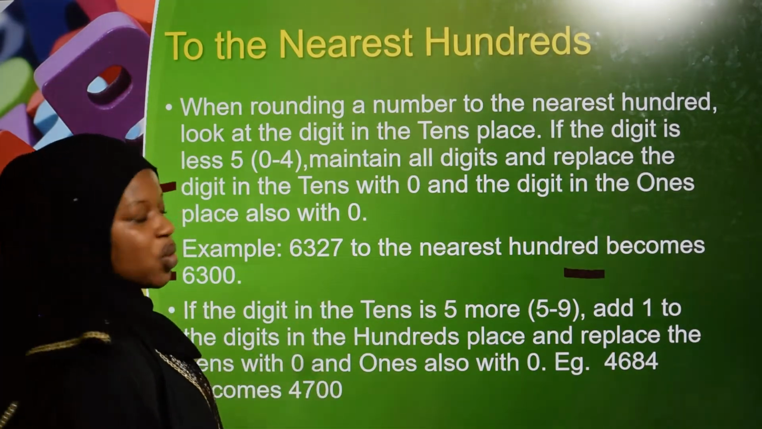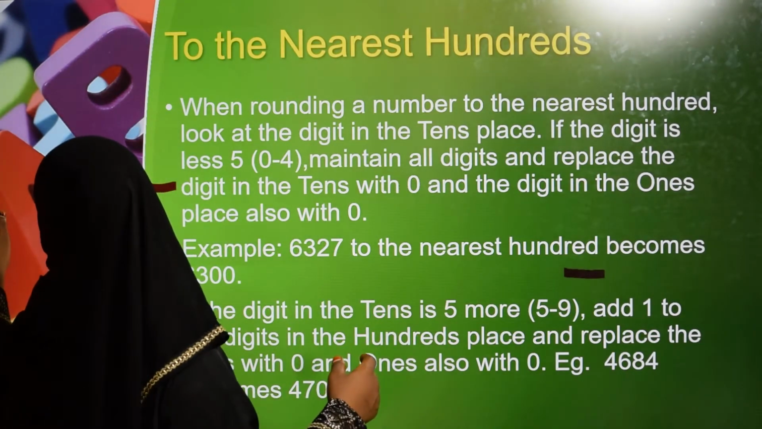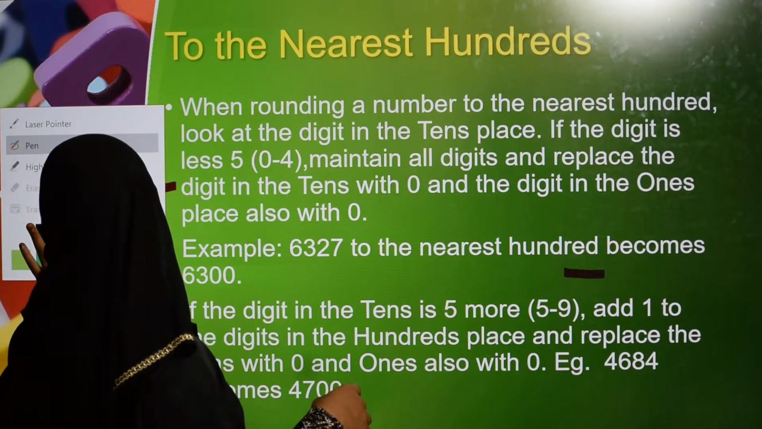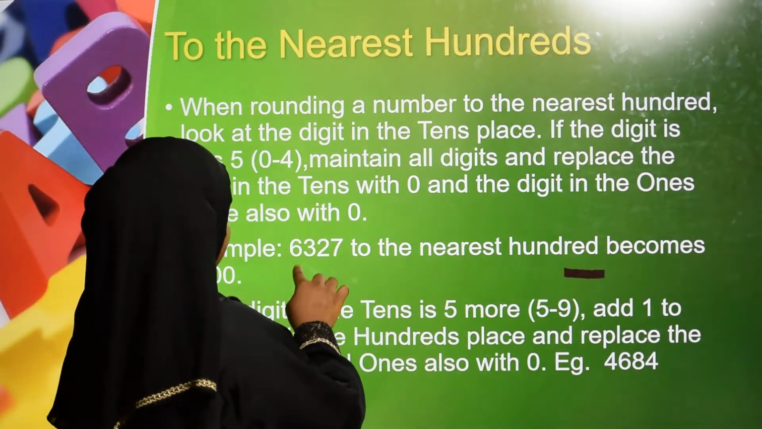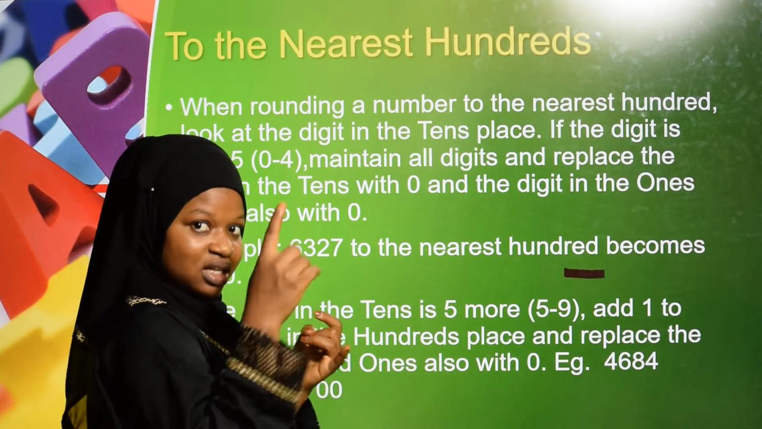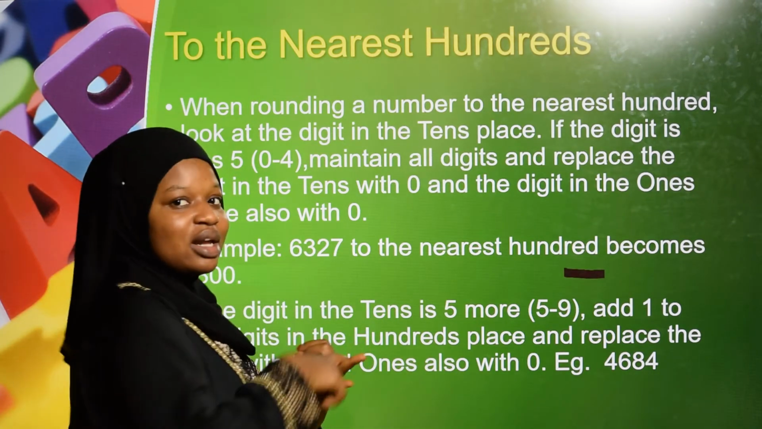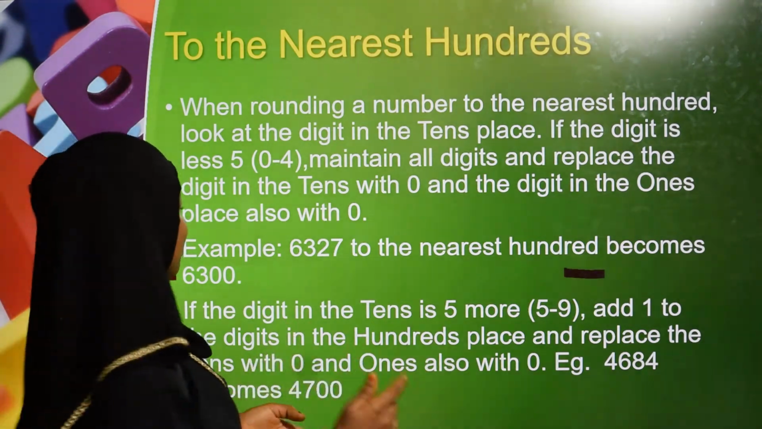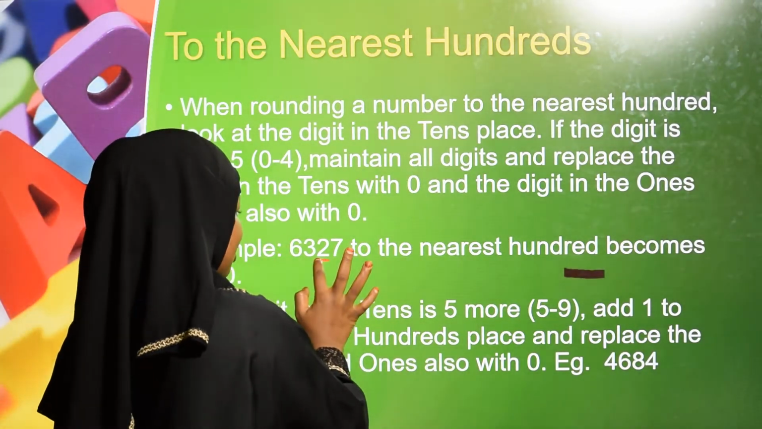6,327. Which digit is in the tens place? Let's look at it. Let's look at the digit in the tens place. 6,000 meaning it's in the thousands. 300 meaning it's in the hundreds. And 20 meaning it is in the tens. So 2 is our number in the tens place.